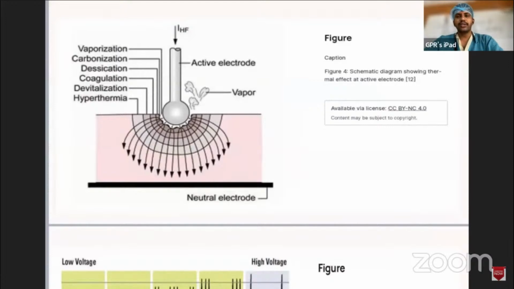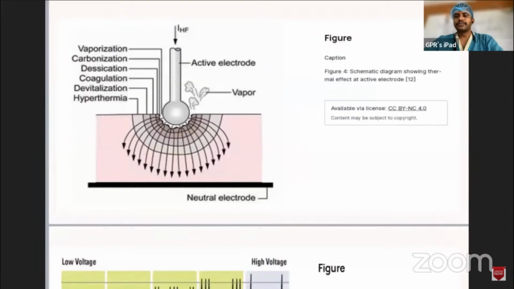Then comes the coagulation, which happens in the more lateral tissue, and the devitalization happens, which makes a point of demarcation between coagulated tissue and non-coagulated tissue, and the rest of the places will have hyperthermia. These hyperthermia edges later develop into scar tissue. And last but not least, out of this heat energy transmission, the vapor comes out of the body as waste.